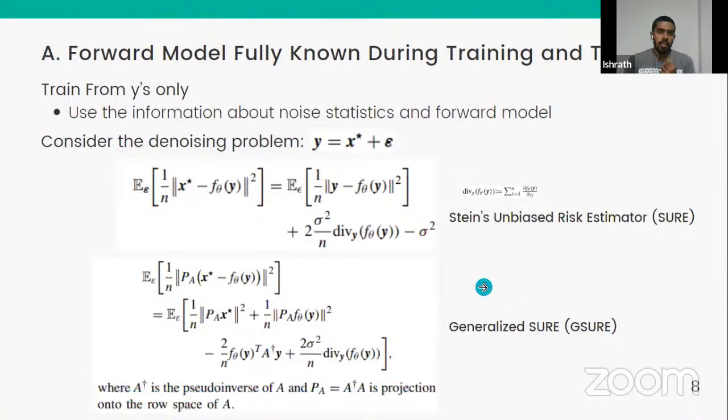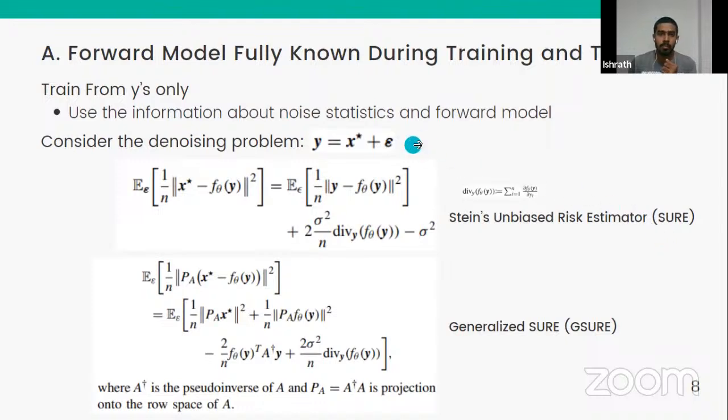Then let's move to a harder case where we don't have the ground truth images. We only have the measurements in our hand to train the model. So in the paper, they mention an approach based on this SURE estimation method, which is short for Stein's unbiased risk estimator.